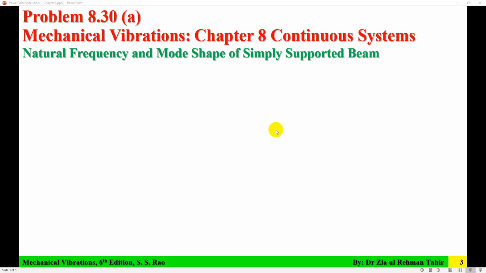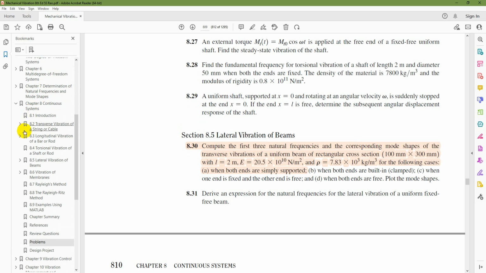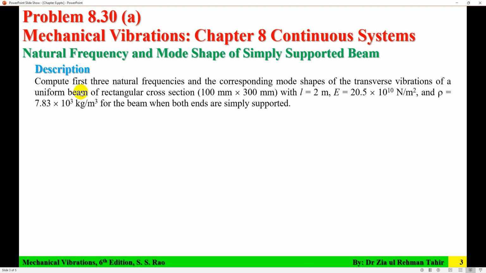This video tutorial is the solution to problem 8.30a of chapter 8, continuous system, from Mechanical Vibration, 6th edition by S.S. Rao. So that is 8.30 from chapter 8, continuous system. The problem description is: compute the first three natural frequencies and the corresponding mode shapes of the transverse vibration of a uniform beam of rectangular cross section 100 times 300 millimeter.